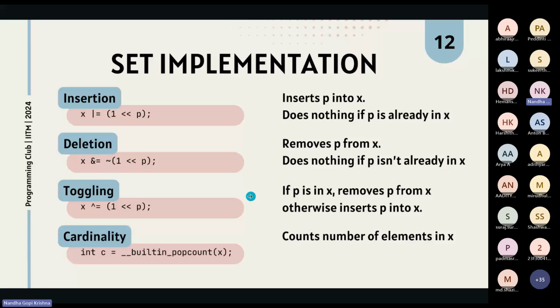Then finally, the cardinality of the set, which is the number of elements, is simply equal to the number of set bits. Okay. I hope you understand why we do one left shift p. Since we are indicating the presence of an element using the bits of the integer, the kth bit represents whether k is present in x or not. So if we want to generate just a set containing k, we simply do one left shift that many bits. That will make a bunch of zeros, the kth bit 1, then another bunch of zeros. I hope this is clear.